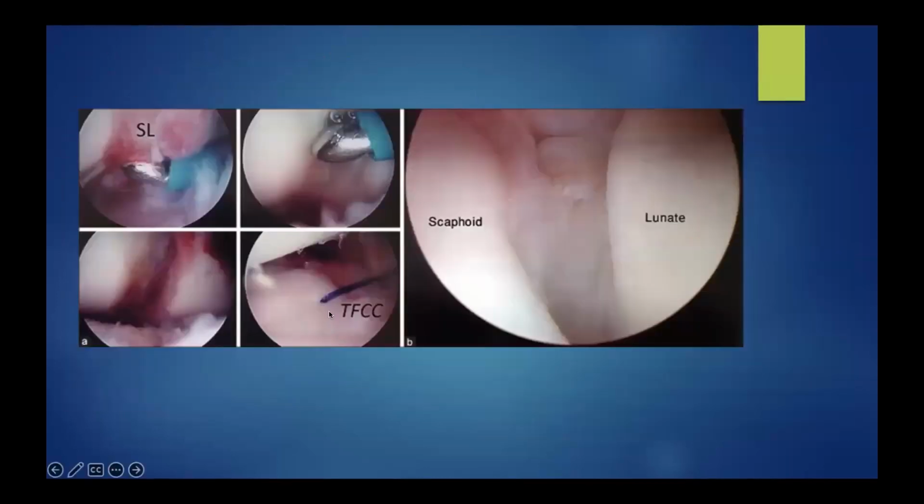So these arthroscopic pictures are again the same as for the scapholunate ligament. This is using an RF probe. They do ligamentoplasty for the attenuation of the scapholunate ligament. And this is the drive-through sign being positive. This is grade 4 Geissler. And this is the associated TFCC injury that's being repaired there using PDS suture.